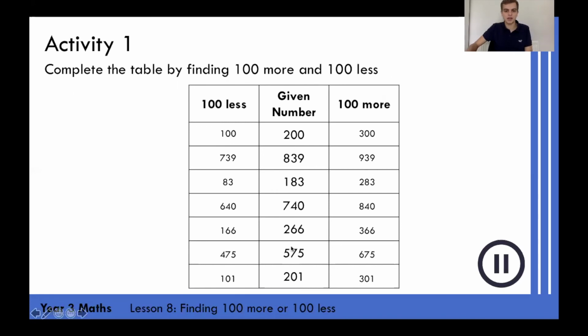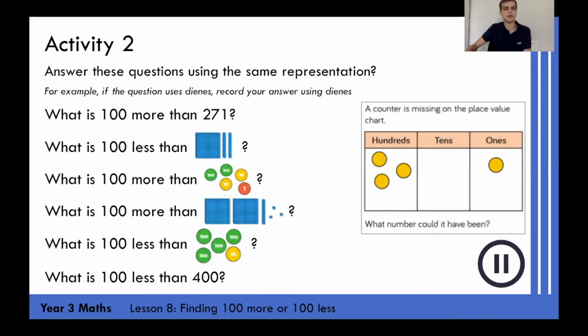Fantastic. Let's have a look at this one. 575. 100 less, taking 100 away. So now I've got 475. And here, 500, finding 100 more. I'm adding one to my hundreds, 675. Well done for having a go at those. Okay, let's have a look at activity number 2.